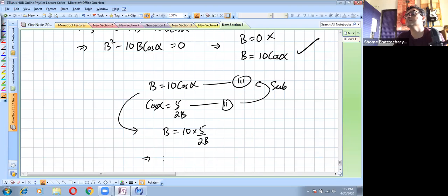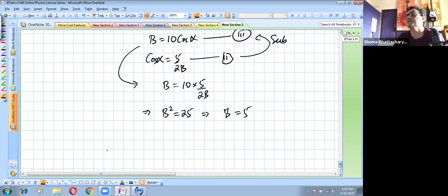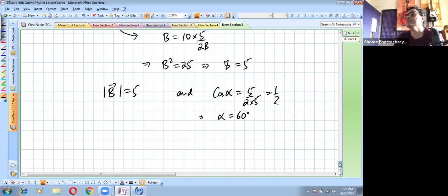So you get B square is equal to 25, which in general means that B should be plus minus 5, but here B will just be 5 because it's the magnitude of a vector. So that answers that part. The magnitude of the vector B is also 5. Okay, and then substitute it back. So cos alpha is 5 by 2B, so that's half. So alpha is how much? Alpha is 60 degrees, which still doesn't answer the question because we have to find theta.